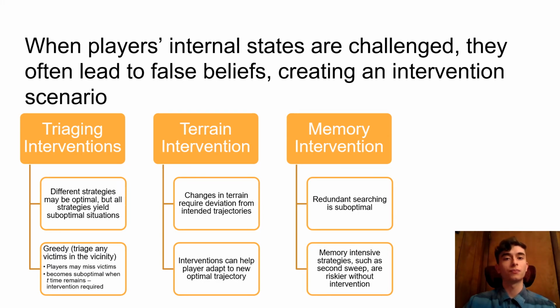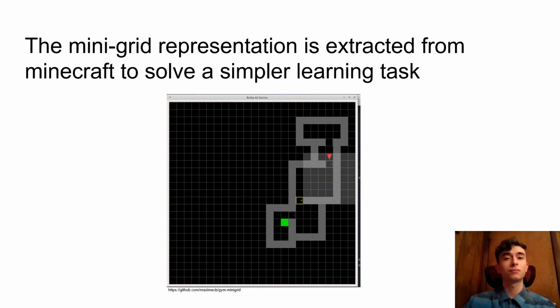With respect to terrain interventions, changes in terrain require deviation from intended trajectories. Interventions can help the player adapt to a new optimal trajectory. Memory interventions are required to reduce redundant searching. Memory-intensive strategies, such as second sweep, where one triages all high-risk victims before triaging any others, are riskier without intervention. For example, if the player is forgetful and does not remember the correct location of victims, intervention is necessary.